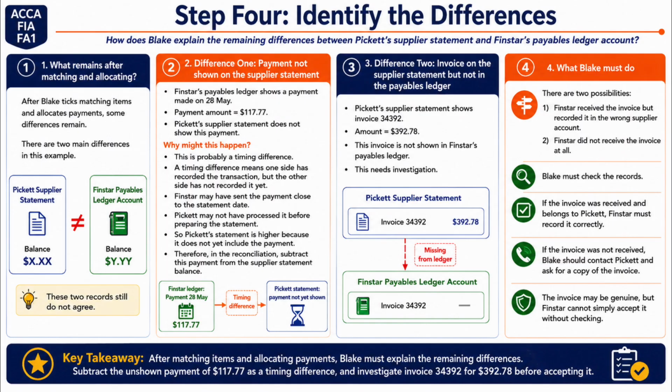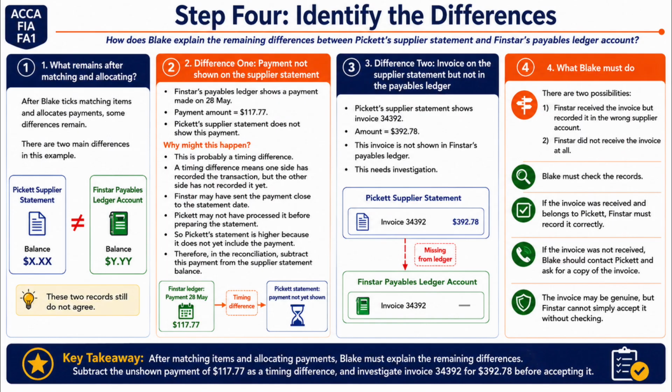Difference 2. Invoice on the supplier statement, but not in the payables ledger. Pickett's supplier statement shows invoice number 34392. The amount is $392.78. But this invoice is not shown in Finstar's payables ledger. This needs investigation. There are 2 possibilities. First, Finstar received the invoice but recorded it in the wrong supplier account. Second, Finstar did not receive the invoice at all.